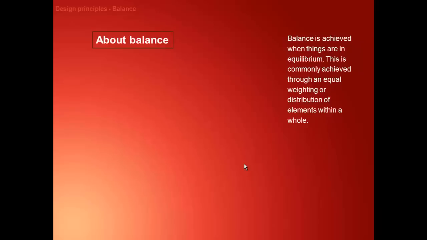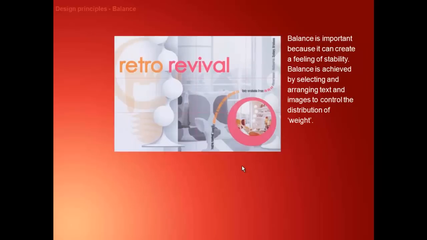Balance is achieved when things are in equilibrium. This is commonly achieved through an equal weighting or just distribution of elements within a whole. Balance is important because it can create a feeling of stability. It's achieved by selecting and arranging text and images to control the distribution of weight.